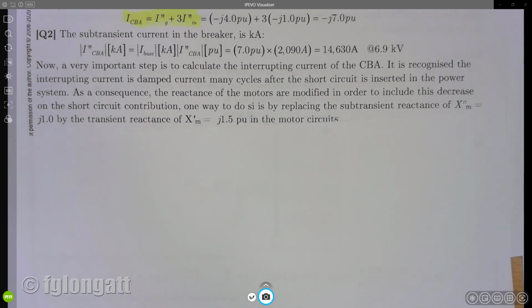However, in this case, because we want to use a circuit breaker, we need to take into account that the contacts of this circuit breaker will open a few cycles after the short circuit is inserted into the power system. And because we have some cycles after the short circuit, the DC component, the transient component will decrease, okay? Now, how do we take this into account?